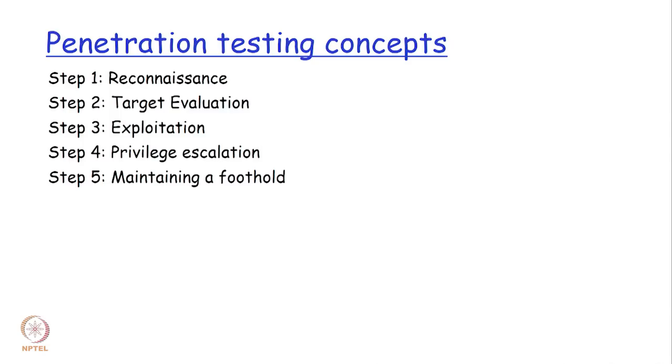In terms of the 5 different steps for doing penetration testing, the first step is reconnaissance, the second is target evaluation, third is exploitation, fourth is privilege escalation, and fifth is maintaining a foothold. We will take a very brief look in this module at each of these steps and what kind of things we try to do in each of them, and then we will also look subsequently at the different tools that Kali Linux provides us.